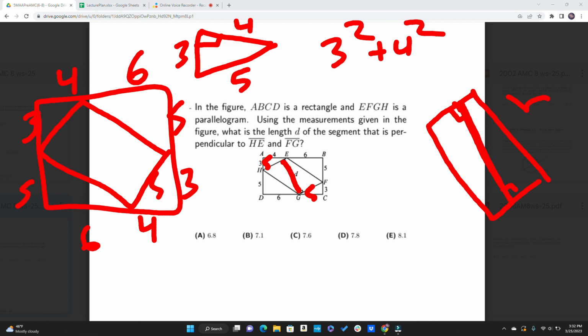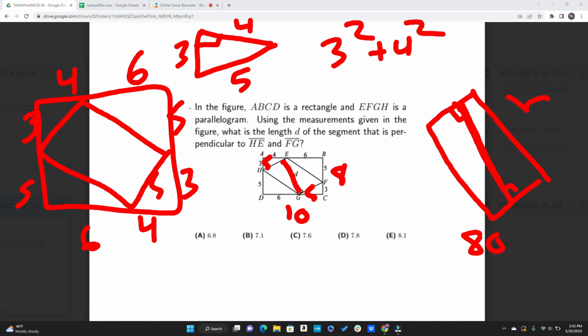Okay, what's more is we can find some areas, right? Right away, we can see that this rectangle ABCD has length 4 plus 6, that's 10, by 5 plus 3, that's 8. So it's a 10 by 8 rectangle, that's a total area of 80, right? Okay. Got a rectangle with area 80.